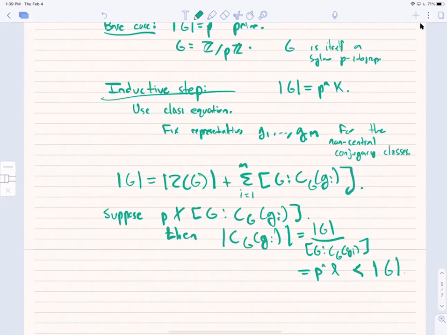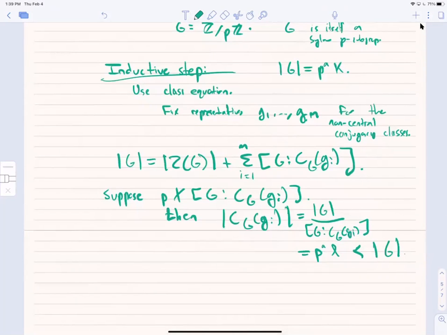So I get a subgroup whose size is smaller than the order, like I get a subgroup of smaller size, but where the same power of P is dividing it. And so the inductive hypothesis implies that the centralizer has a Sylow P subgroup.